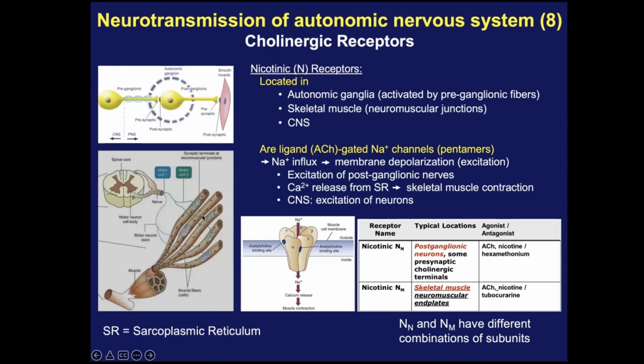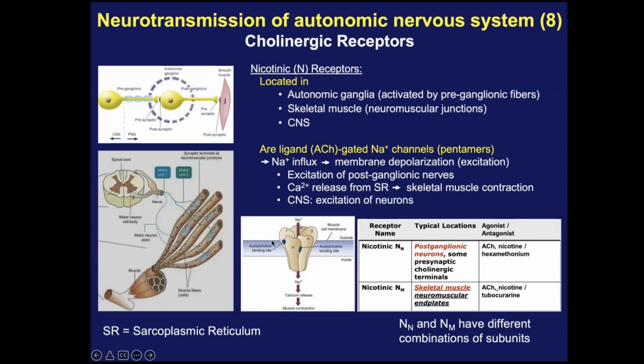The N receptors are also expressed at the junctions between the somatic nerve and the skeletal muscle, in these neuromuscular junctions, as shown here. These receptors are ion channels, so they are ligand-gated sodium channels. They are pentamers. Pentamers means they have 5 subunits, as shown here: 1, 2, 3, 4, 5. And in this case, the ligand is the acetylcholine.